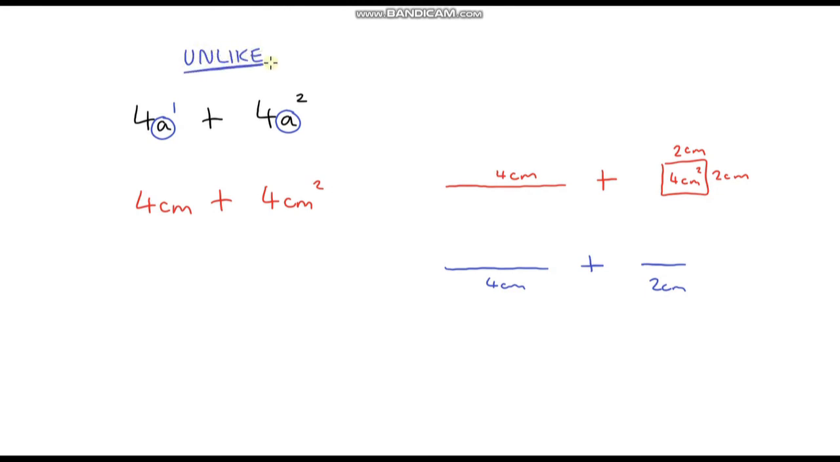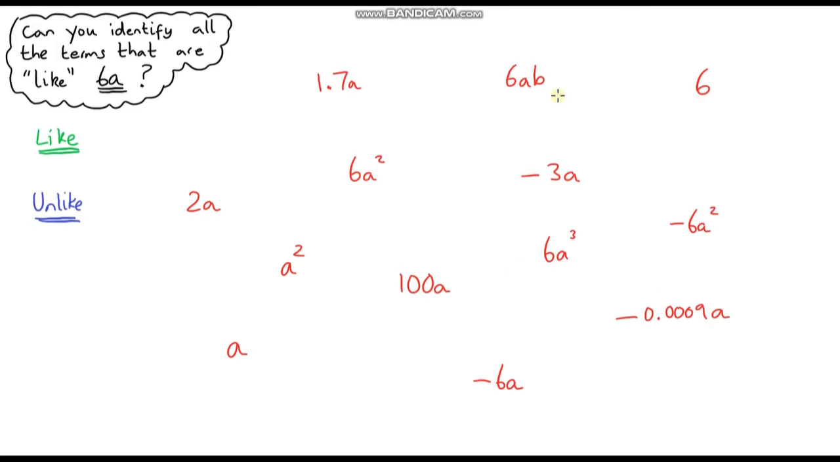They are unlike terms. So what I'd like you to do now is pause the video and see if you can identify from all of these terms on the screen here, all of the terms that are like 6a. So which ones are like 6a and which ones are unlike 6a? Okay, so I'm going to go through them now, and I'm going to use green for like and blue for unlike. So let's start at the top here.